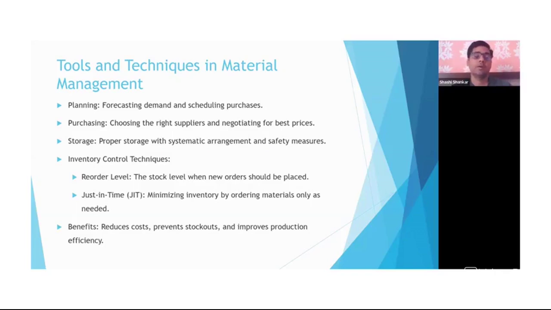Now moving to the inventory control techniques. Here I have jotted down two techniques. One is reorder level, that is the stock level at which new orders should be placed. So we have to fix the stock level at which a reorder can be placed. That is known as reorder level. Another one is just in time. Just in time is minimizing inventory by ordering material only as needed.